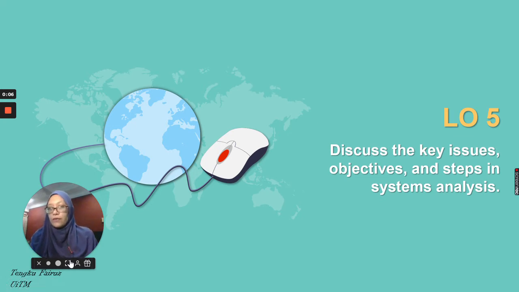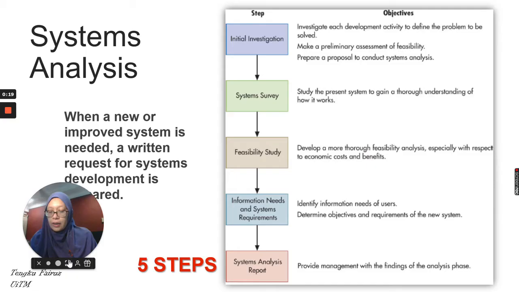So this is the last video of the 6-part series. In this video, we will discuss the key issues, objectives and steps in the system analysis, which is learning outcome number 5. We already discussed in the earlier part of the chapter, when a new or improved system is needed, the written request for the system development is prepared. In this system request, they will describe the current problems, the reasons for the change, the proposed system objective, and also the anticipated benefit and cost.